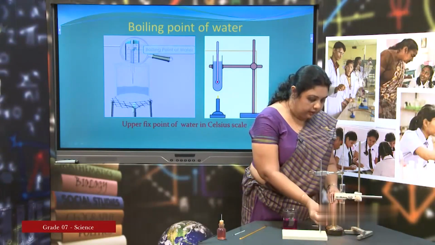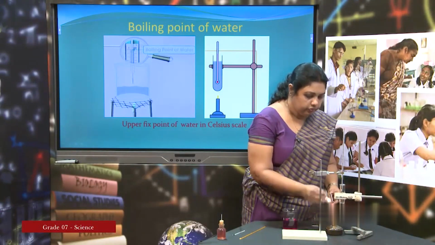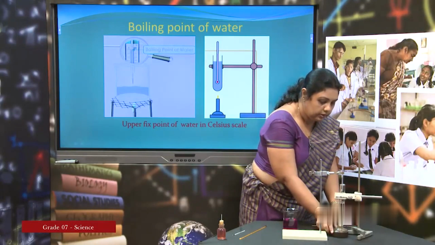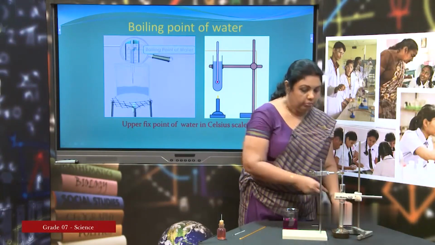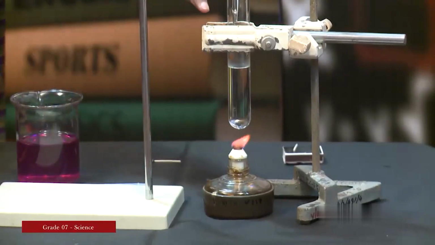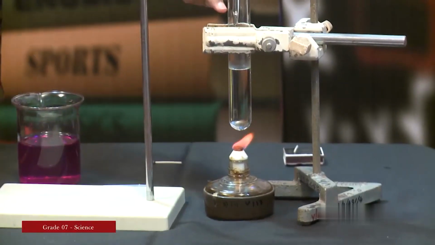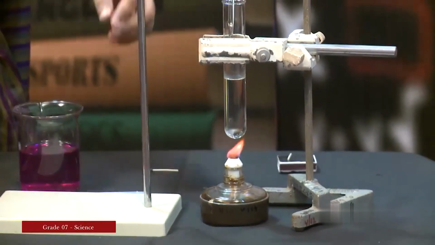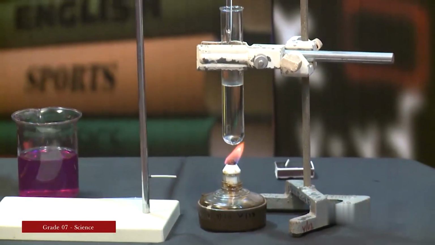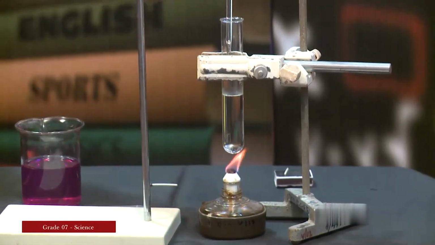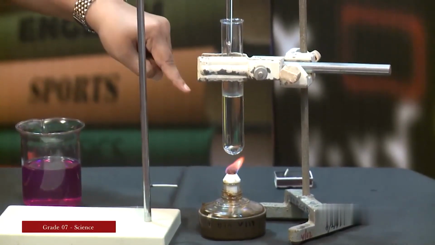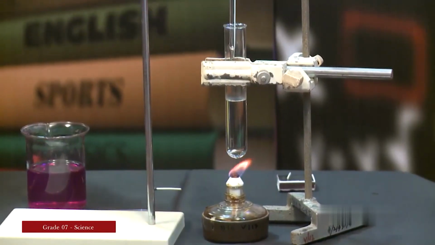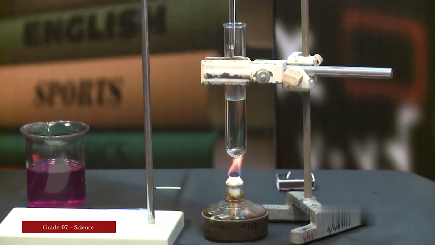After boiling the water for some time, you can see what will happen. You can keep it this way. Make sure you do not allow the bulb to touch the water level. Why? We are measuring the temperature of steam, not of boiling water. We want to find the boiling point of water. This is the water boiling point.